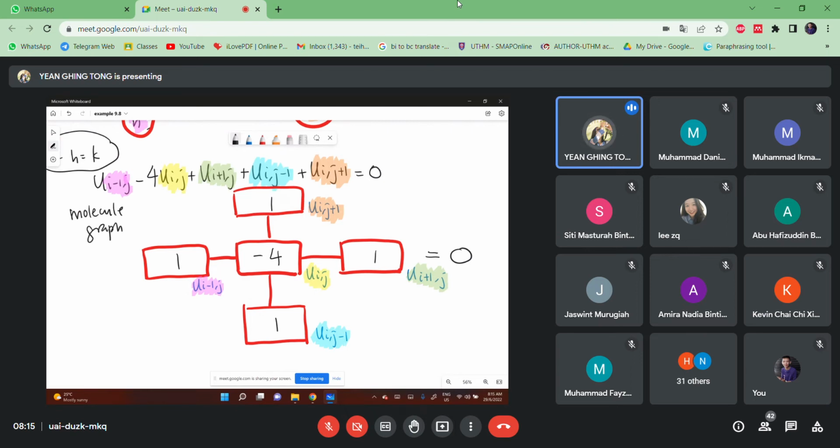Okay. So the molecule graph looks the same as the wave equation, right? But the difference is now the target cell, that means the one that we want to find, is actually at here. The target cell is at u i j. Sebelum ni target cell kita normally we use this one, right? u i j plus 1 kan. Tapi sekarang ni adalah our target cell here. Kat tengah-tengah. Okay. So this is the target cell that we want to find.